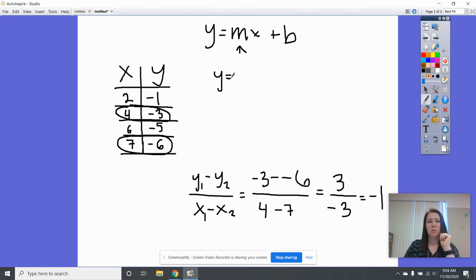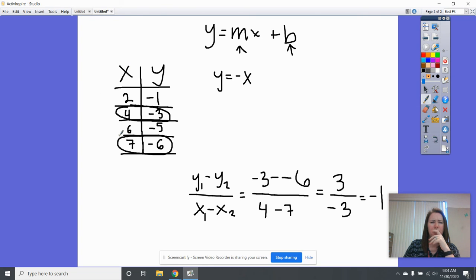So y equals negative 1 times x. Honestly, we don't have to actually write the 1. We can just do y equals negative x. That's perfectly fine as well. Now we have to find that y-intercept where we want x to be 0. Sometimes it will give you a 0 on the table, so then you're done. That's great. But this is unfortunately not one of those times either.